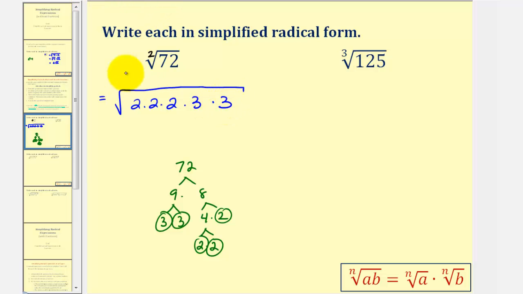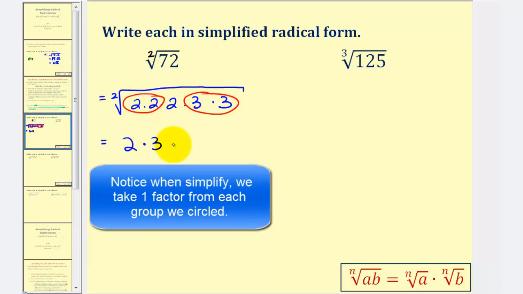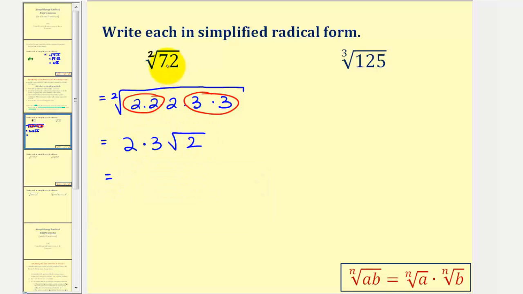And now again, because the index is 2, we will now circle groups of 2 equal factors, which are the perfect square factors. So here we have 2 factors of 2 and 2 factors of 3. These are the perfect square factors that will simplify. So the square root of 2 times 2 will simplify to 1 factor of 2, and the square root of 3 times 3 will also simplify to 1 factor of 3. And we're still left with the square root of 2. Of course, 2 times 3 is equal to 6, so the simplified form of square root 72 is 6 square root 2.